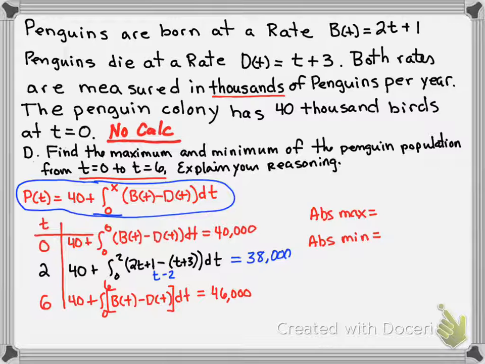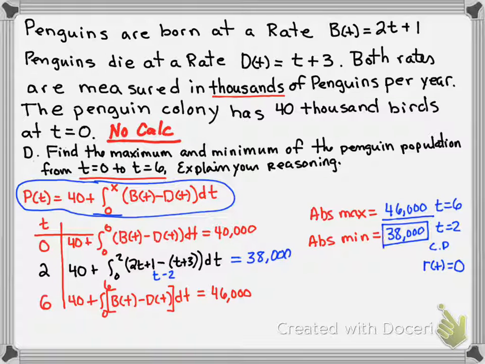The absolute max number of penguins was that 46,000. And it turns out that it was at t equals 6, one of the endpoints, but the answer is 46,000. The absolute minimum was 38,000. That was at t equals 2, which was an interior critical point where the combined rate of birth and death was equal to 0. Two answers to answer what was asked for: 46,000 for the absolute max, 38,000 for the absolute minimum.